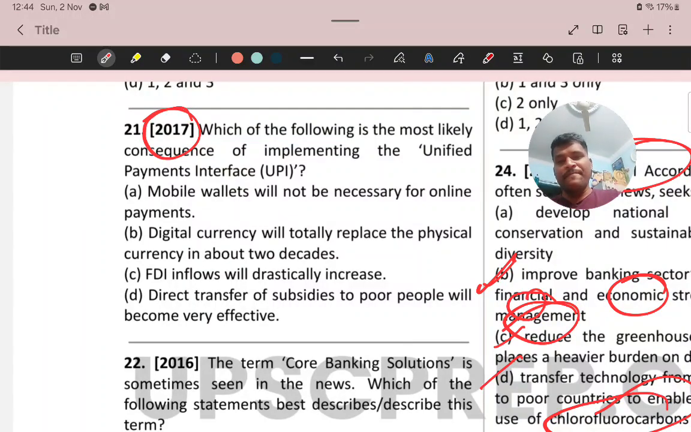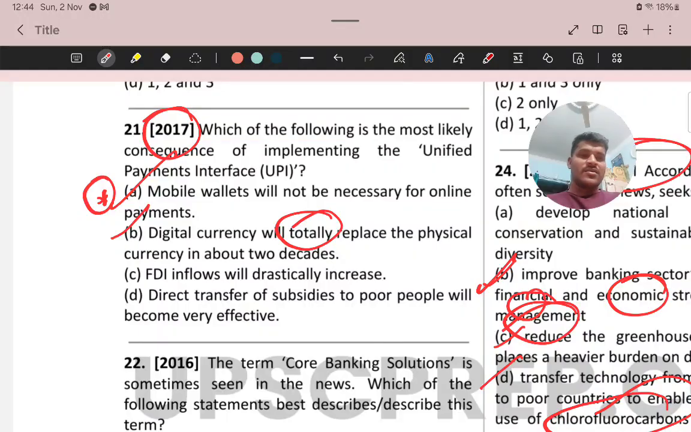Then see option A. Mobile wallets will not be necessary for online payments if UPI is involved. So you put it aside, just hold on, don't make it the right option. You come to option B. Digital currency will totally replace the physical currency in about 2 decades. We don't know what is going to happen tomorrow. How can you say in a sweeping way that it is totally?